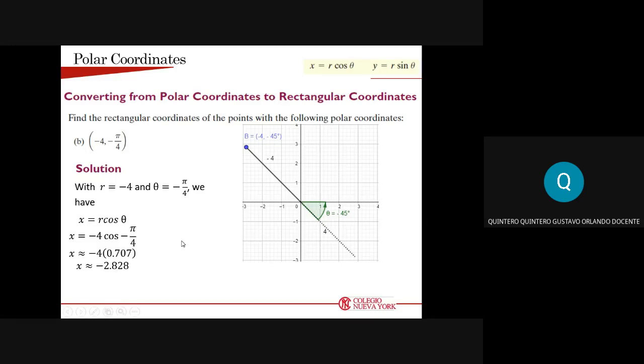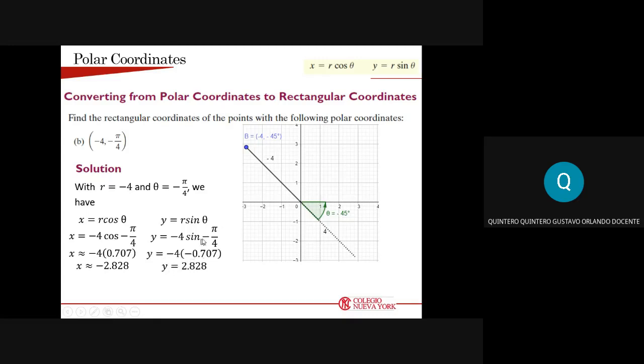All right. But can we do it with y? Can we find the coordinate of y? Well, sure. All we have to do is just use the formula. y equals r sine of theta. And replacing the values of r by negative 4 and theta by negative pi over 4 is going to give us that y equals, and this is a mistake, it should be a round number, right? I'm going to change it for the next presentation.